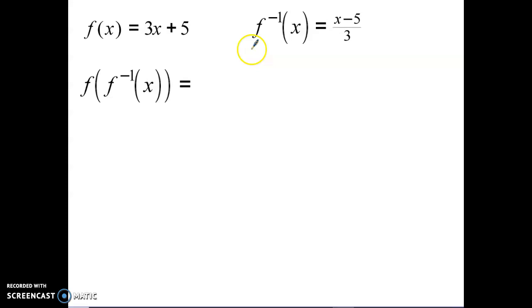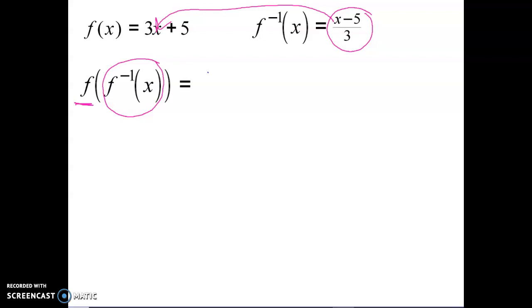Okay, let's look at this. So this notation is a little bit new. It's a little bit different. You can see that I have my function f right here, and I am going to put a function inside of that function. Instead of putting in a number like 2 or 5, I'm going to put the whole function in there. So I'm going to take this (x minus 5) over 3, and I'm going to substitute it in place of that x. Okay, so let's see what that'll look like.